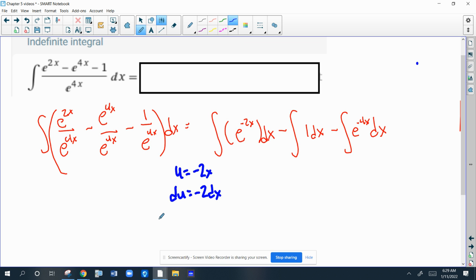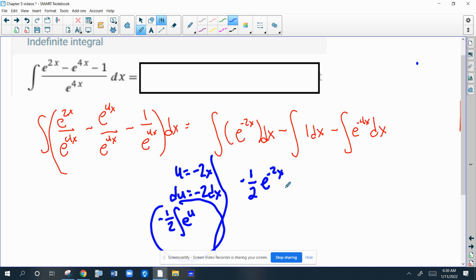So you're just going to have negative 1/2 times the integral of e to the u, which is going to be e to the u. So u is negative 2x. So the whole solution to this integral would be negative 1/2 e to the negative 2x. So that's with the u substitution that I'm not showing directly. But I can see here that it's just going to be negative 1/2 e to the u, so e to the negative 2x.